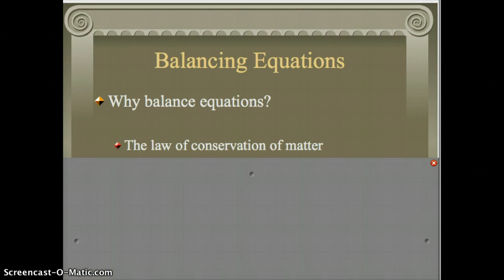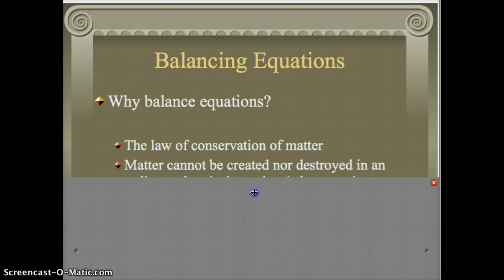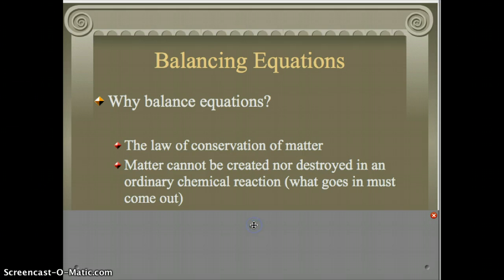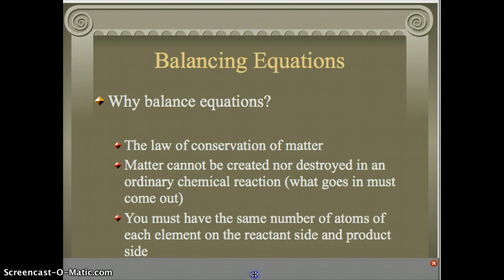Okay, so our first thing is we're going to talk about why we balance equations. It's really the law of conservation of matter that makes us balance equations. Remember, matter cannot be created nor destroyed in an ordinary chemical reaction. In other words, what goes into the equation must come out. We have to have the same atoms on the left, the reactants, as we do on the right, the product side, in every single equation, and that's why we balance equations.